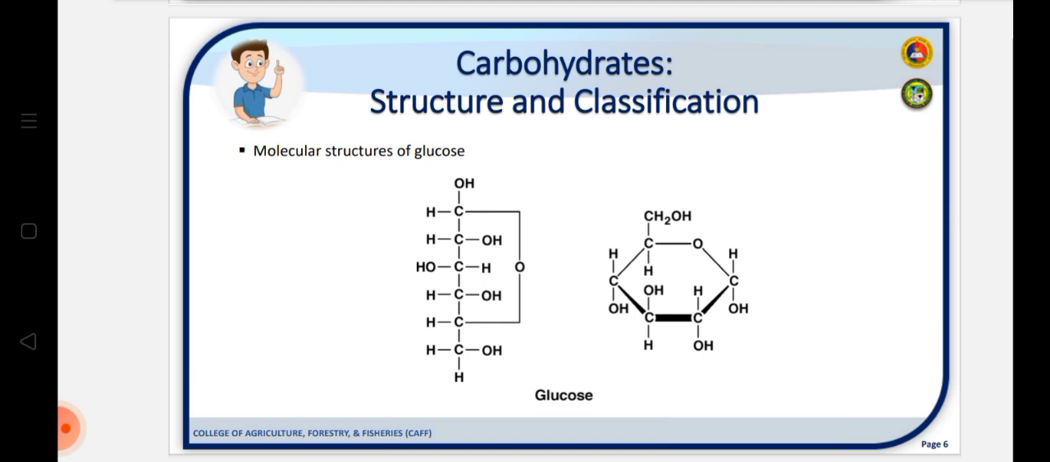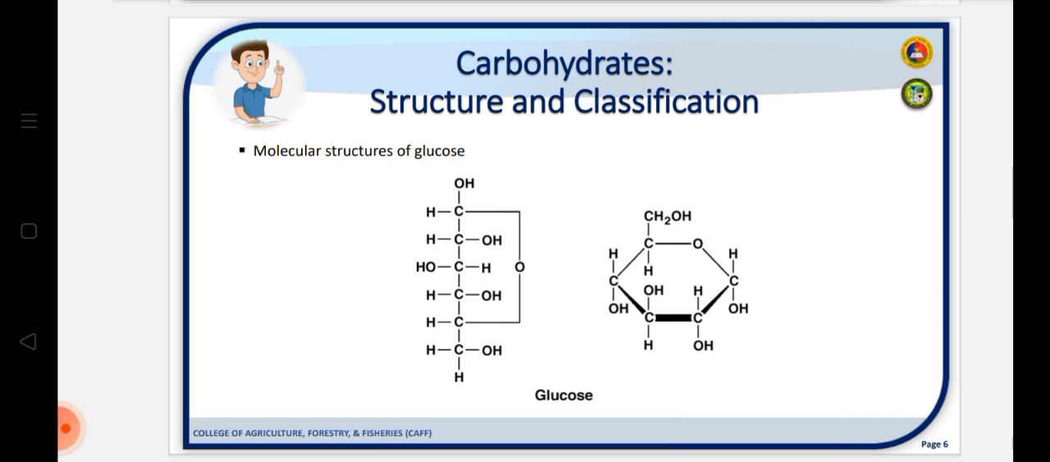Now, let's take a closer look at glucose, the most well-known monosaccharide and a central molecule in energy metabolism. Glucose exists in two structural forms, linear and cyclic. The linear form, shown here on the left side, presents glucose as a straight chain of carbon atoms, each bonded to hydrogen and hydroxyl groups. This form is useful for understanding how glucose reacts chemically, especially during synthesis and breakdown.